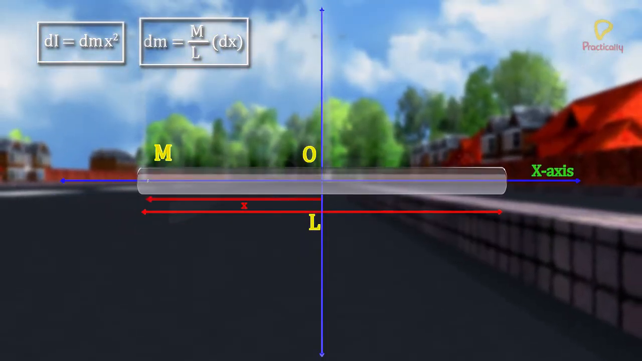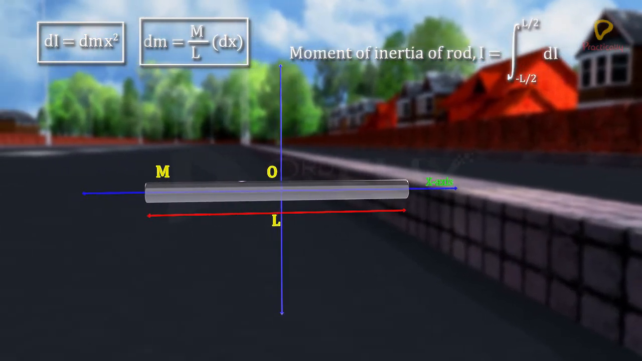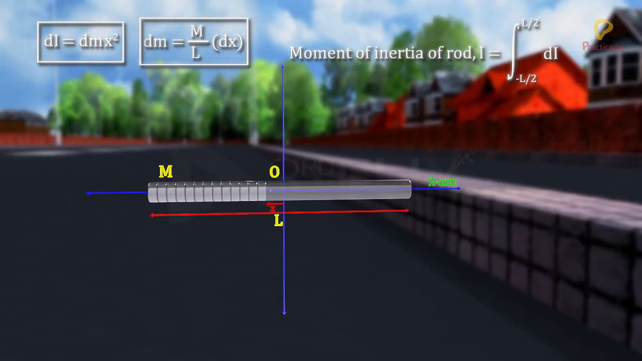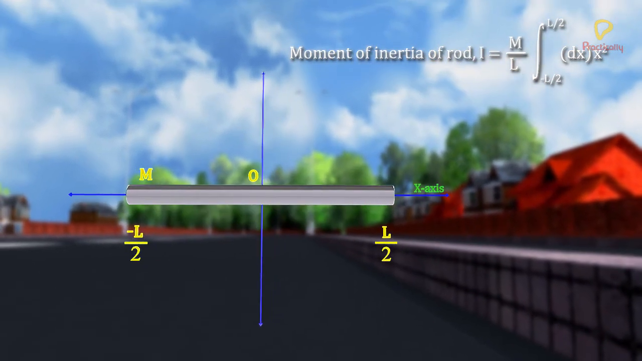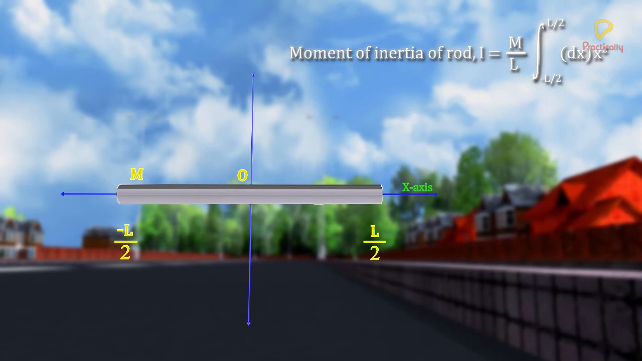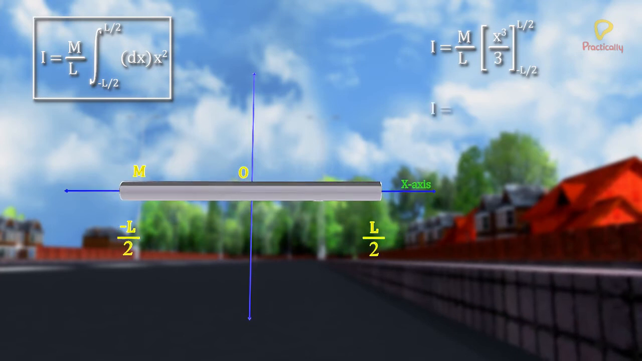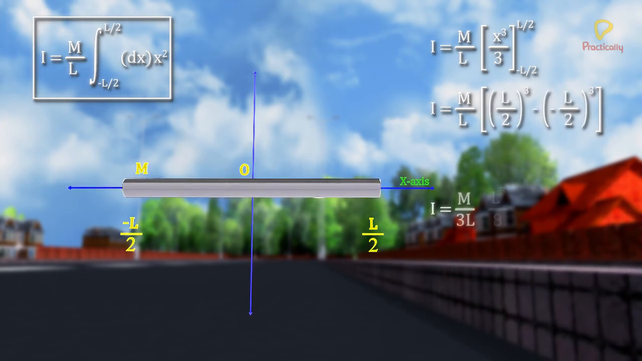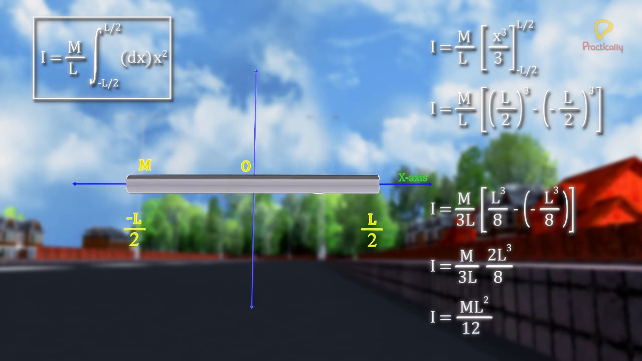The rod is a continuous mass extending from minus L by 2 to plus L by 2. So, the moment of inertia of the total rod is equal to the sum of the moments of inertia of all such elemental masses, which is nothing but the integral of dm x square from minus L by 2 to L by 2. Substituting for dm and taking the constant terms out of the integral, we have I equal to m by L integral x square dx from minus L by 2 to L by 2. On integrating and substituting the limits, we get I equal to m L square by 12.